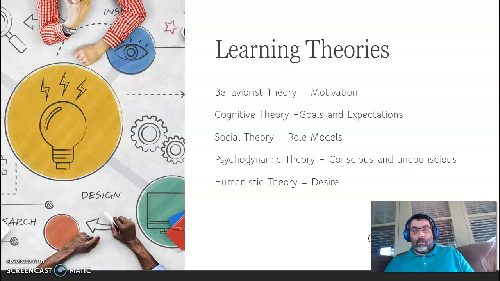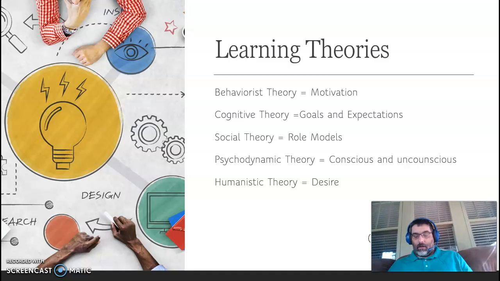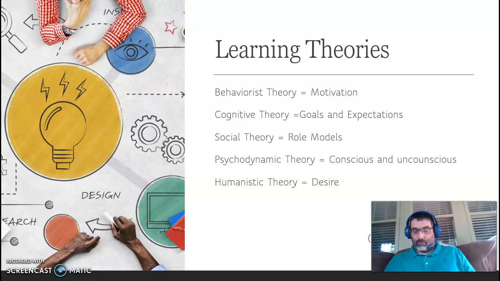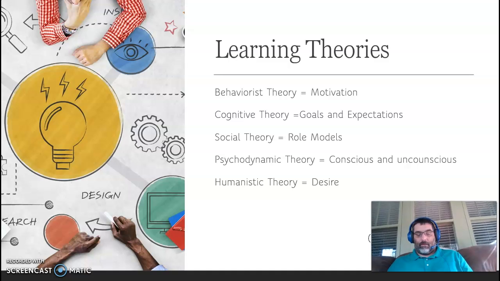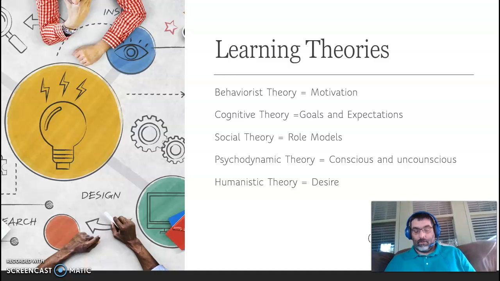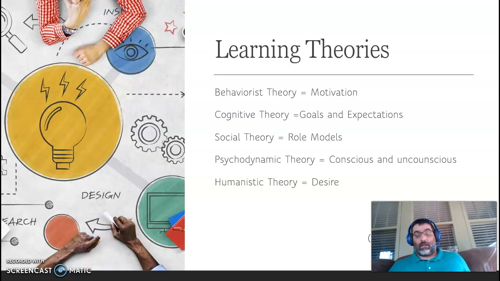The fourth one is the psychodynamic theory. This theory is another passive learning as it goes more at the emotional level of the learner. This can be both conscious and unconscious. It helps provide motivation to change the behaviors.